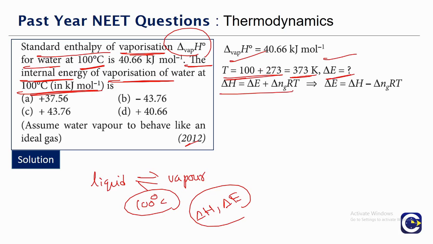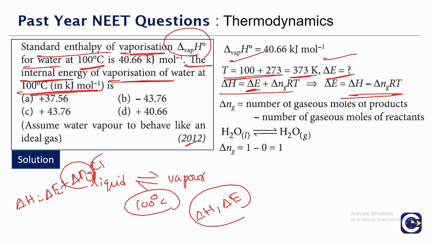So the formula is delta H equals delta E plus delta Ng RT. Delta Ng is the change in the number of gaseous moles. From this we need delta E. Delta E equals delta H, and the delta Ng RT term on the right side moves to the other side and becomes minus delta Ng RT. So the value of delta E is equal to delta H minus delta Ng RT.